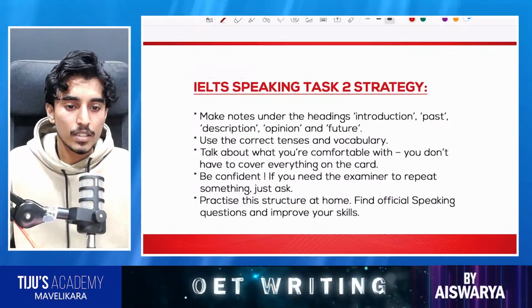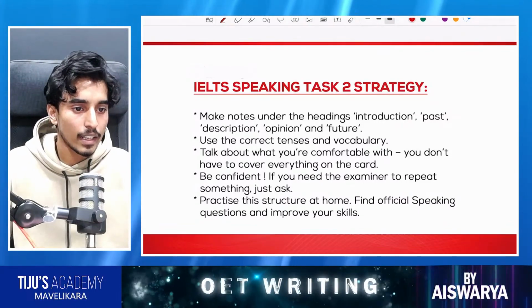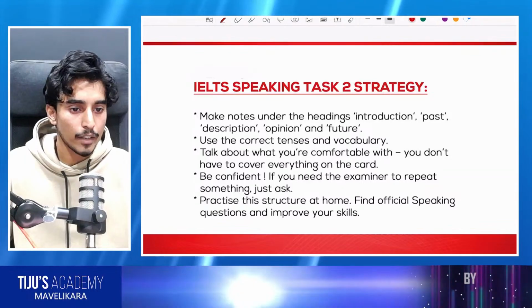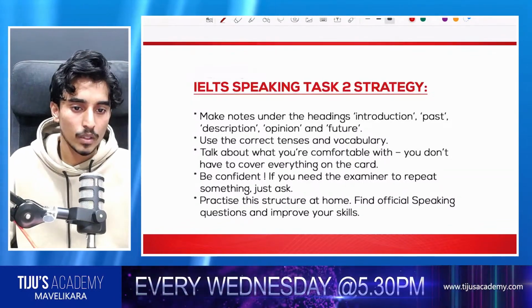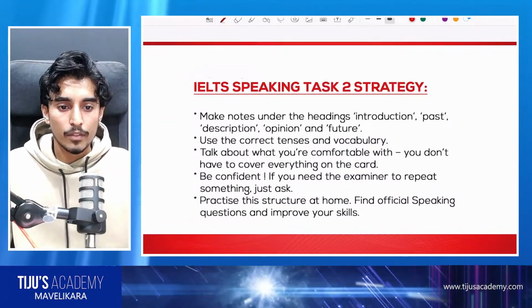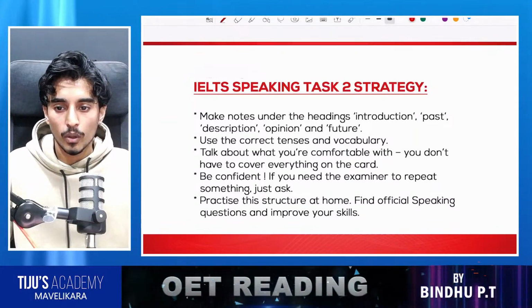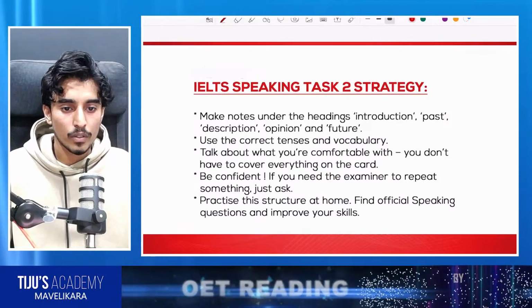Okay. So that is all about making notes under the headings introduction, past, description, opinion, and future. So you have to consider the present, the past, as well as the future. Okay, yes. So I hope that the first strategy is clear to you all. Are there any doubts related to the first strategy?